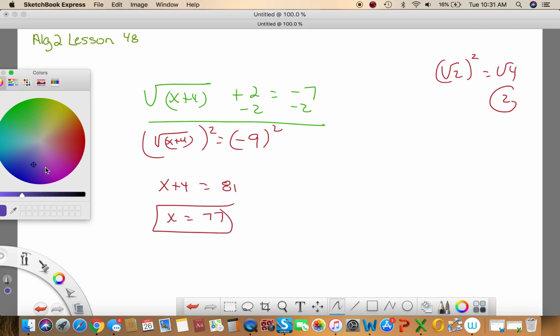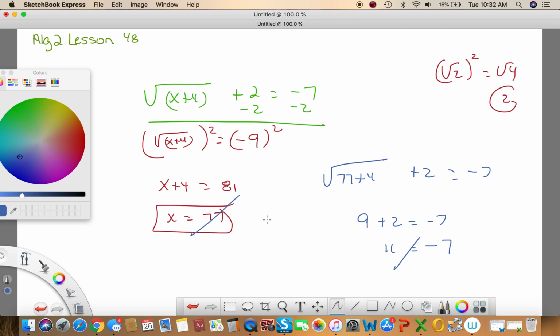So let's check to make sure it's not extraneous. I'm going to put it back into the original. This is the square root of 77 plus 4, plus 2 equals negative 7. So this becomes the square root of 81, which is 9, plus 2 equals negative 7. I get 11 equals negative 7. No, it doesn't, so therefore there is no solution to this equation. All right, so nothing will work.